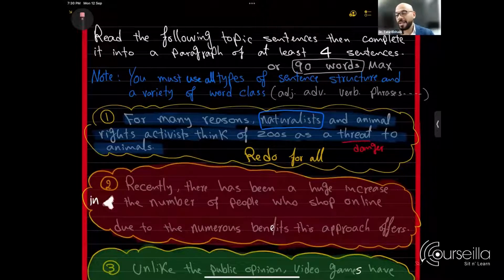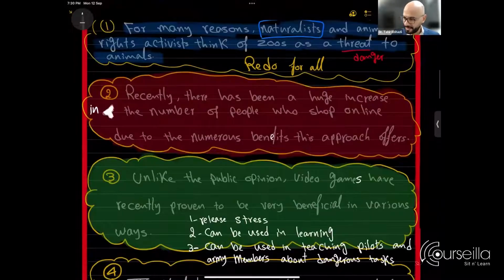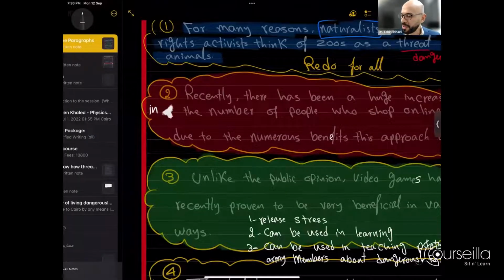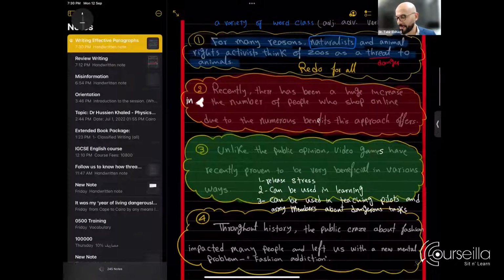Now read the following topic sentences, then complete them into a paragraph of at least 4 sentences. I'm writing quickly while I explain. I want you to do really well and choose one of the 4 topic sentences.